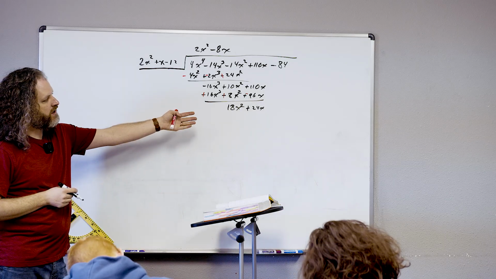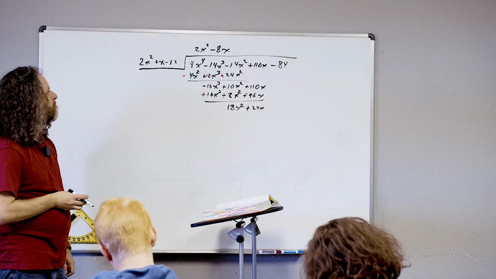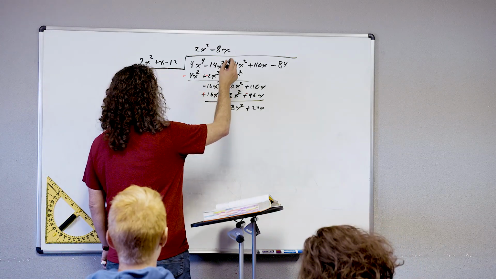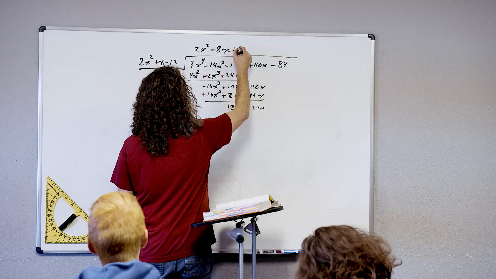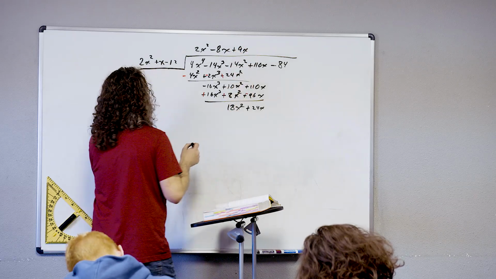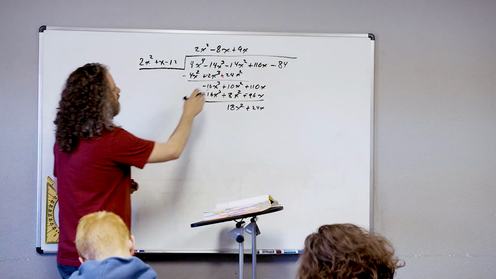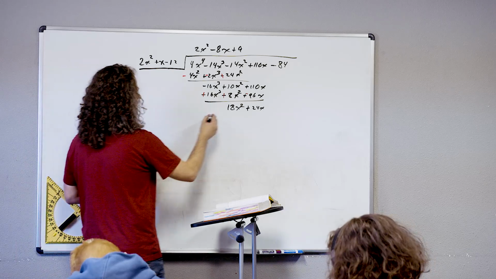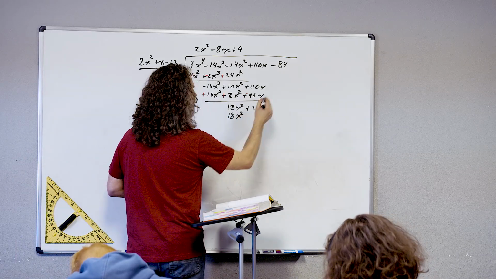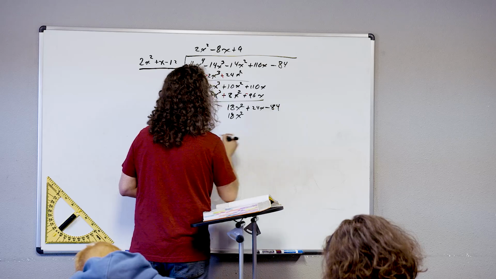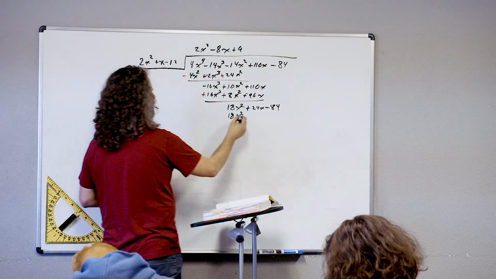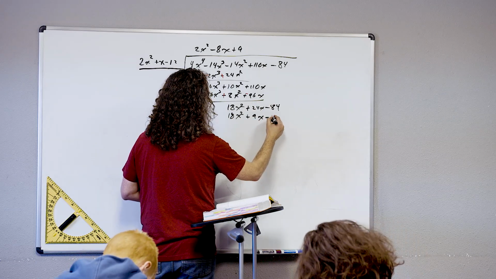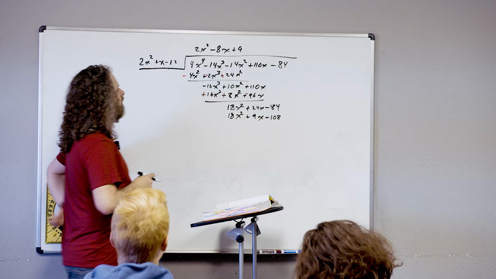2x squared goes into 18x squared how many times? 9. Is it just 9, though? Yep, no x. My bad. And then distribute the 9 back out. 9 times 2x squared is 18x squared. And we remember to bring down what we forgot to bring down, and by we, I mean me. And then 9 times x is 9x. 9 times negative 12 is negative 108. Is that right? Correct.